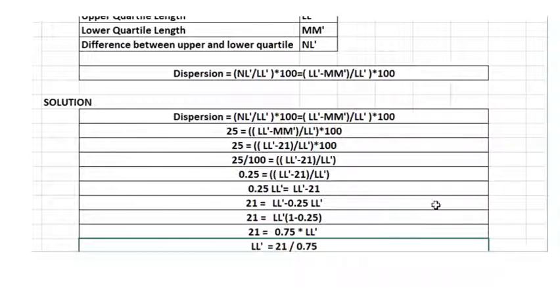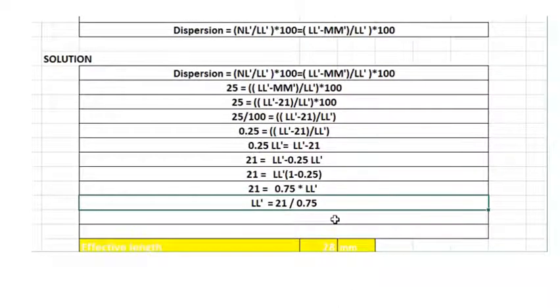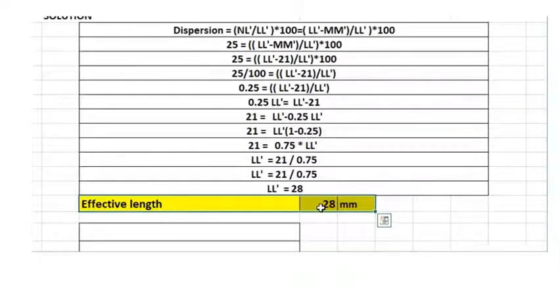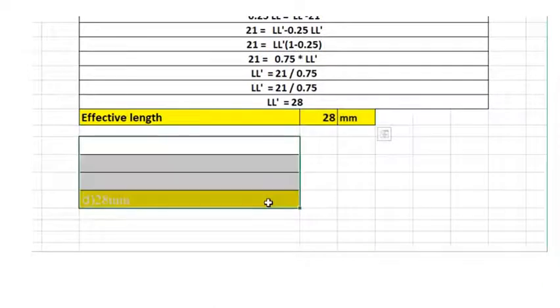So LL dash is equal to 21 divided by 0.75. Now you get LL dash is equal to 28. LL dash is nothing but your effective length. So effective length is equal to 28 mm, because MM dash was in mm. Here we get LL dash also in mm. So among the choices, the right answer is 28 mm. D is the right answer for this question.